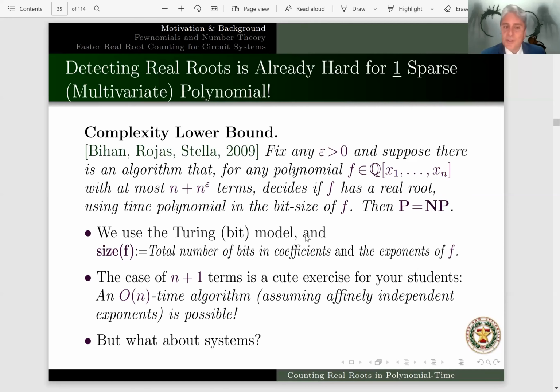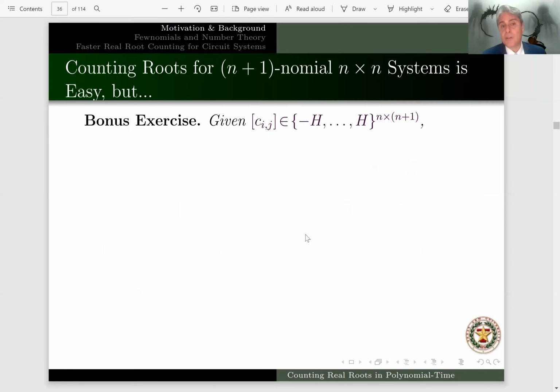But I was getting ahead of myself. Now I can talk about systems. What do we do about systems? So on this slide, I'm just talking about one polynomial in n variables, not too many terms. What about systems? It turns out that counting roots for n plus 1 nomial, n by n systems, n equations and unknowns, n plus 1 exponent vectors, is easy, but there are some complications.